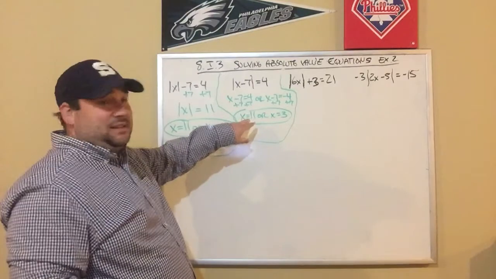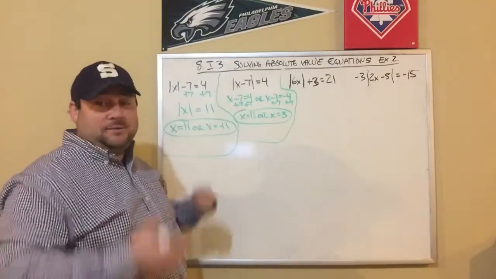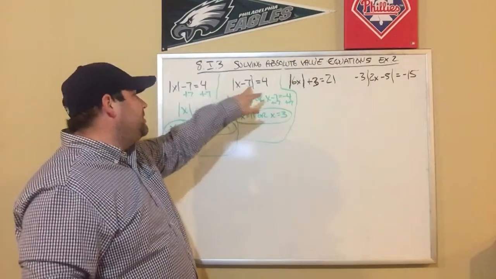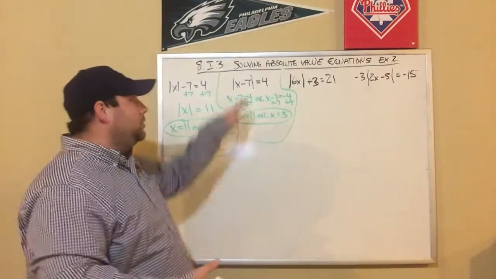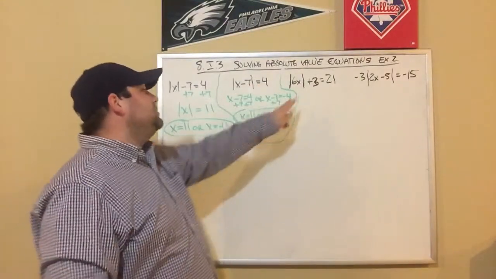I've got my answer to my second equation here. And if I were to check these, 11 minus 7 is 4. The absolute value of 4 is 4. 3 minus 7 is negative 4. The absolute value of negative 4 is also 4. So we're good. Let's look at our next one here.